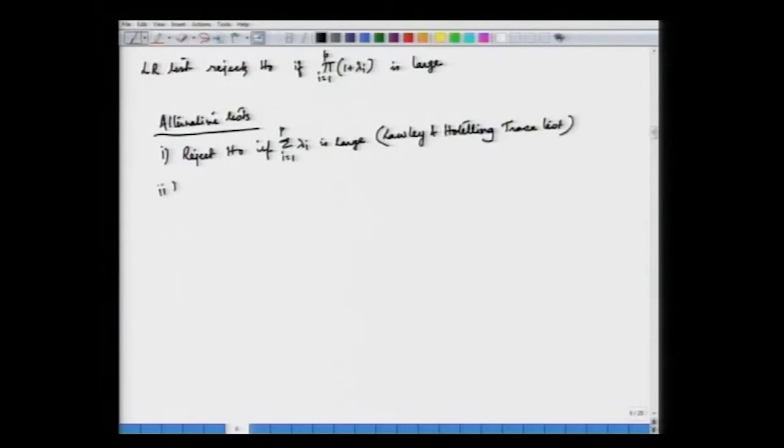The next one is reject H naught if the maximum of these is large. It makes sense also, going by this principle, and this is called Roy's maximum root test. Root means here the characteristic root, which is another name for eigenvalue. Something more, we have reject H naught if the summation of lambda i over 1 plus lambda i is large, and this is by Bartlett et al.